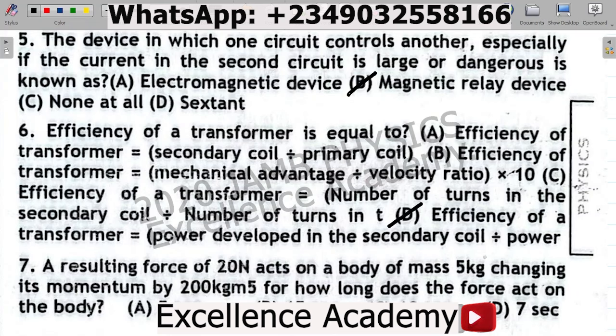I think it's a typo error. It's not complete, but it should have been power developed in secondary coil divided by power developed in primary coil times 100%. So I think D is the correct answer.